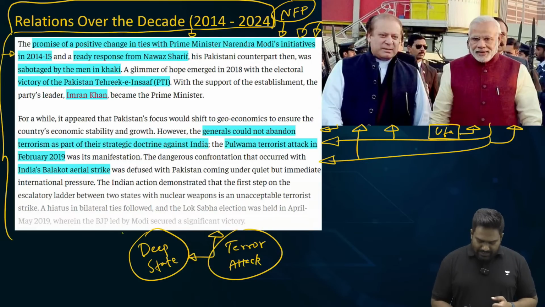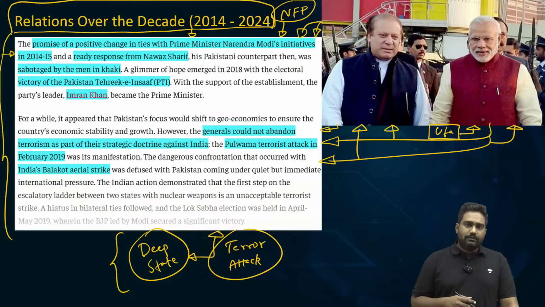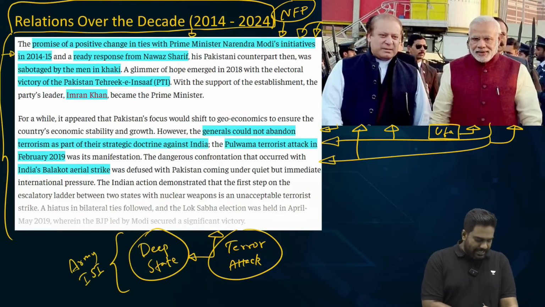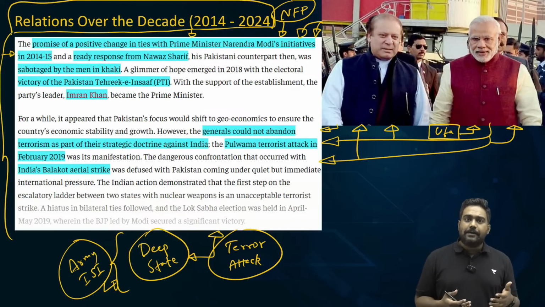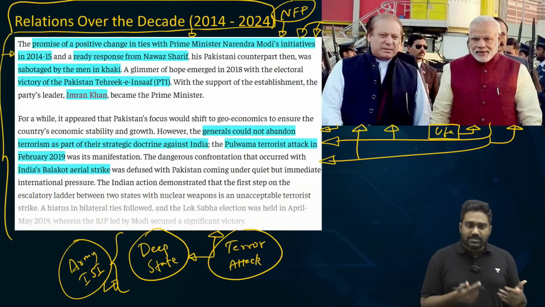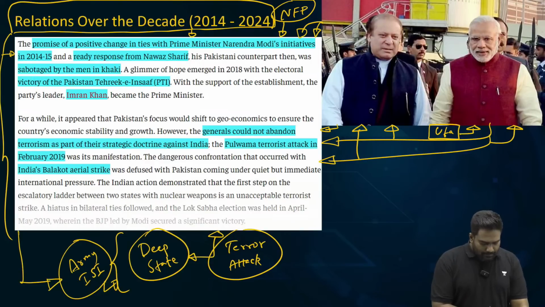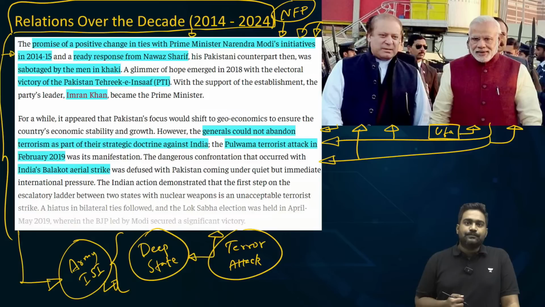This has always been the pattern of the deep state, which is the army and the ISI, the Pakistani army and its intelligence agency, the ISI. They have a vested interest in always maintaining tensions with India. This allows them to maintain their control over Pakistan's politics, over Pakistan's economy. This allows them to remain powerful and be the key decision makers.